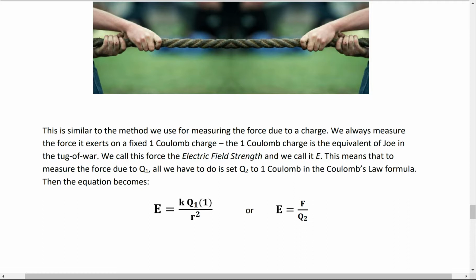And everything else is the same. That's the same thing, by the way, as taking Coulomb's law and dividing by Q2, because in Coulomb's law it's Q1 by Q2. So if you divide by Q2, the Q2 is gone, and you just get the same result. So that's the equation for what's called electric field strength. And that measures the strength due to a particular charge in a field.